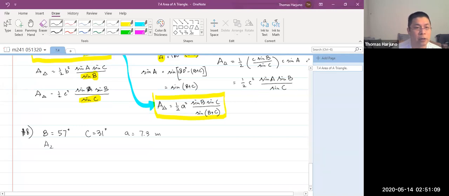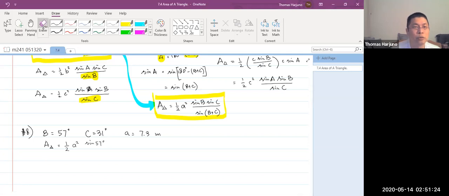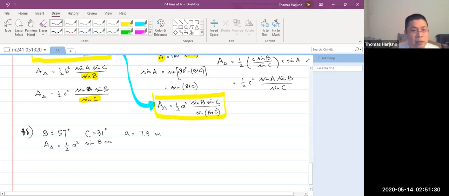The area of the triangle will be 1/2 times the side squared times sine 57 degrees. I need to use the formula first: sine B sine C over sine A. Okay, but I will just use sine of B plus C.